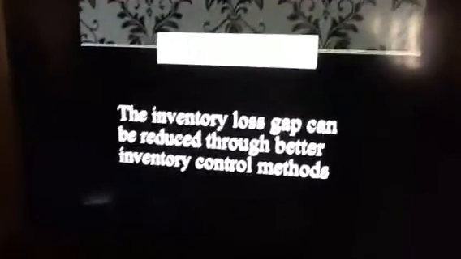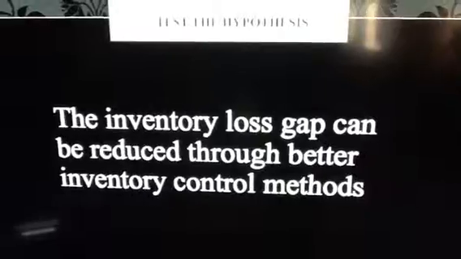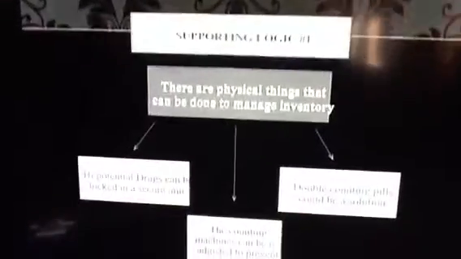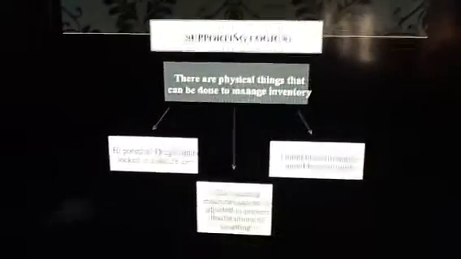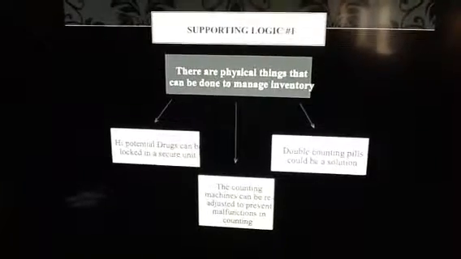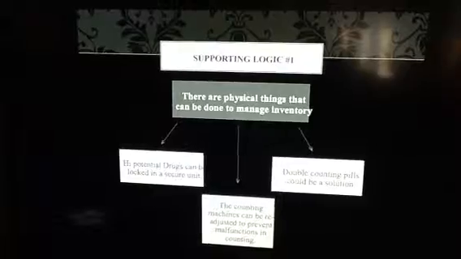So we're going to test the hypothesis: the inventory loss gap can be reduced through better inventory control methods. There are 3 control methods. The first one is physical things that can be done. High potential drugs can be locked in a secure unit. The counting machines can be readjusted to prevent malfunctions. And double counting pills could be a solution.